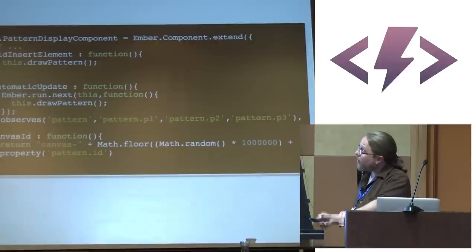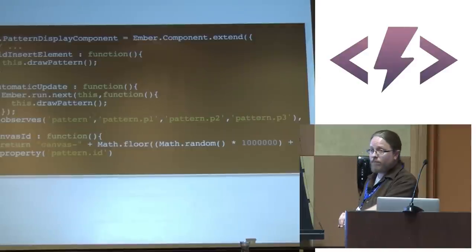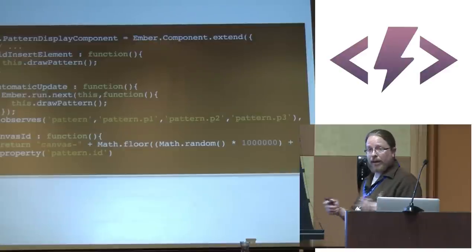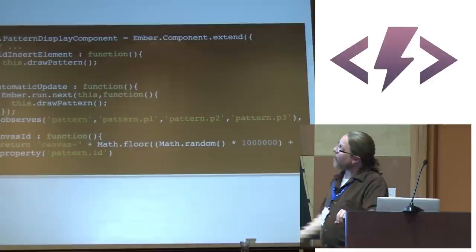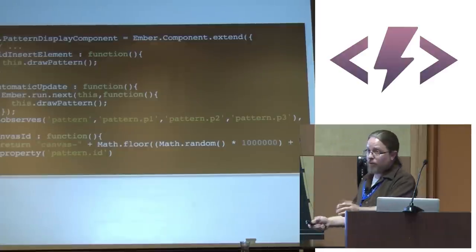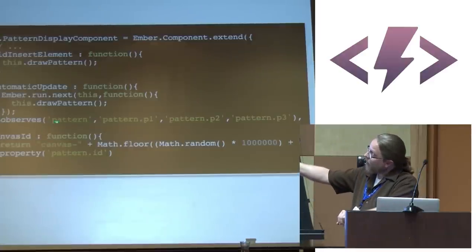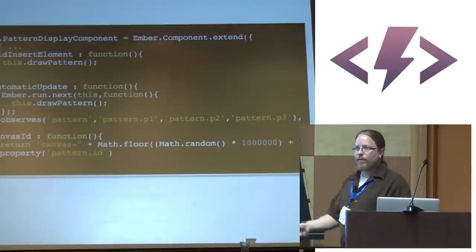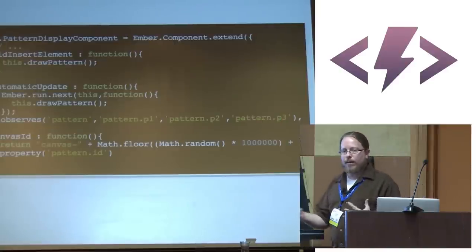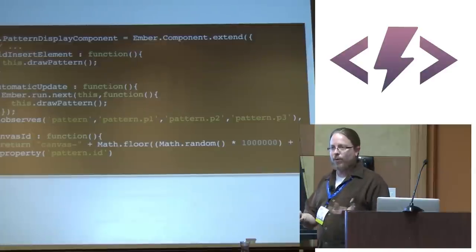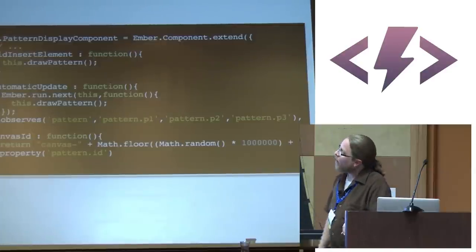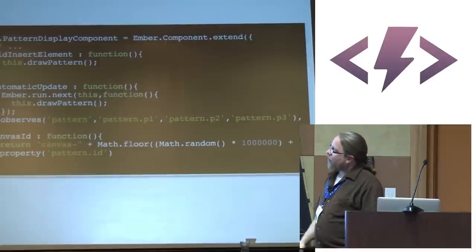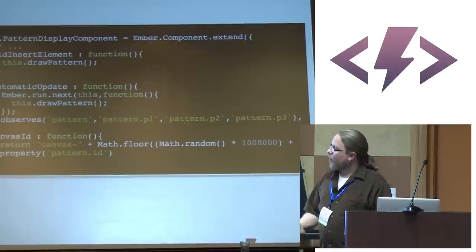automaticUpdate is not a normal Ember callback. It's a function that I needed, and I called it automaticUpdate to make it clear what it does. So all it's doing is pretty much drawing the pattern. But this observes here is saying that anytime pattern changes, or pattern.p1 or pattern.p2 or pattern.p3 changes, fire this function. So anytime any of these things change that affect what the pattern looks like, let's just go ahead and redraw. And then canvasID is just there to make it convenient to have multiple patterns on the same page.